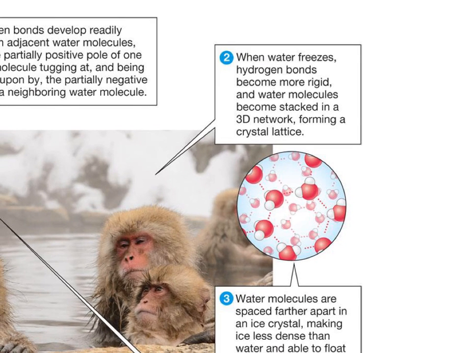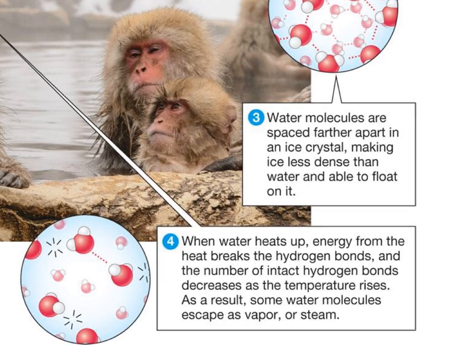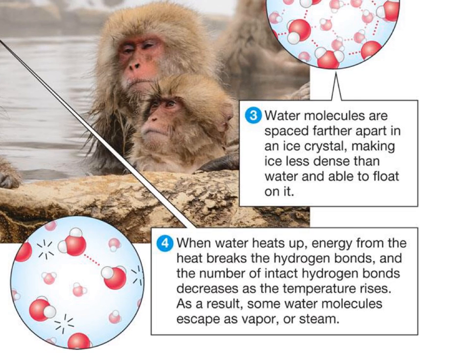When water freezes, hydrogen bonds become more rigid and the water molecules become stacked in a 3D network, which is a crystal. Water molecules are actually spaced further apart in an ice crystal, making ice less dense, which is unusual. Usually a solid is more dense. And then when water heats up, energy from the heat breaks the bonds, and the number of intact hydrogen bonds decreases as the temperature rises.